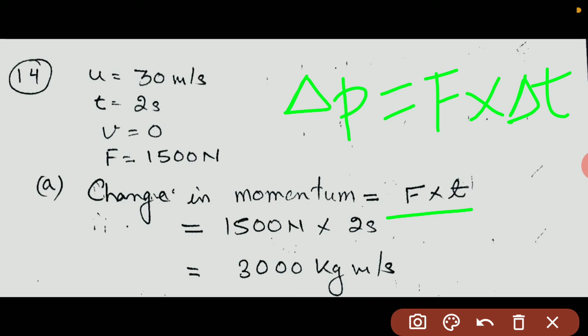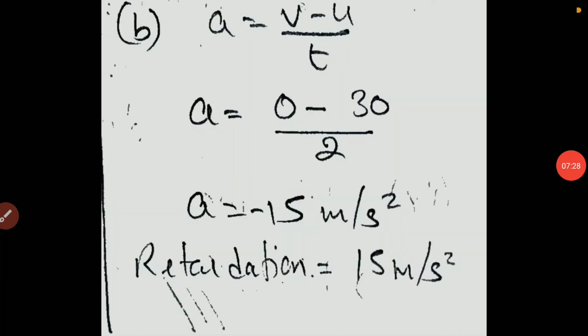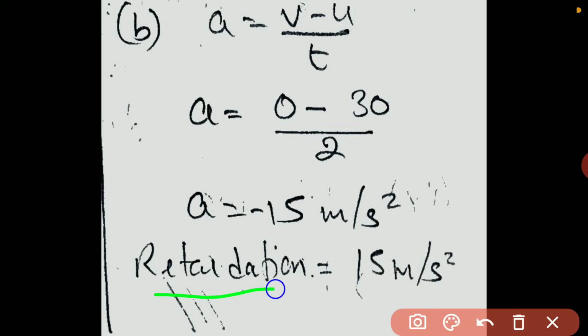So then we can go to the next part, that is number B. In number B, I am supposed to find the acceleration. A equals V minus U upon T. A equals 0 minus 30 upon 2. So A equals minus 15 meter per second square. Hence the retardation becomes 15 meter per second square. I think this was quite simple.